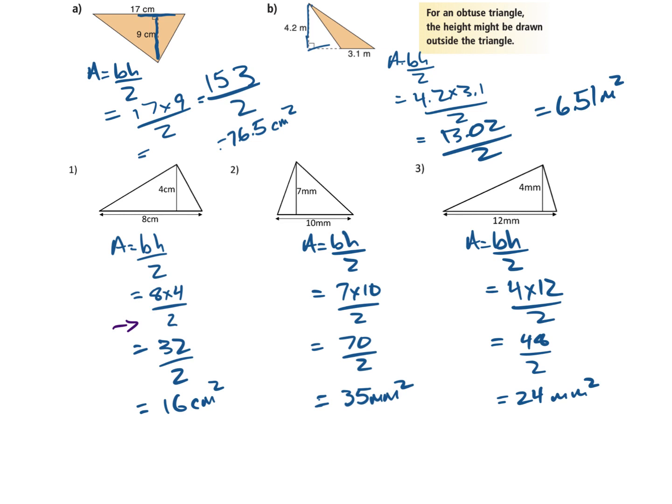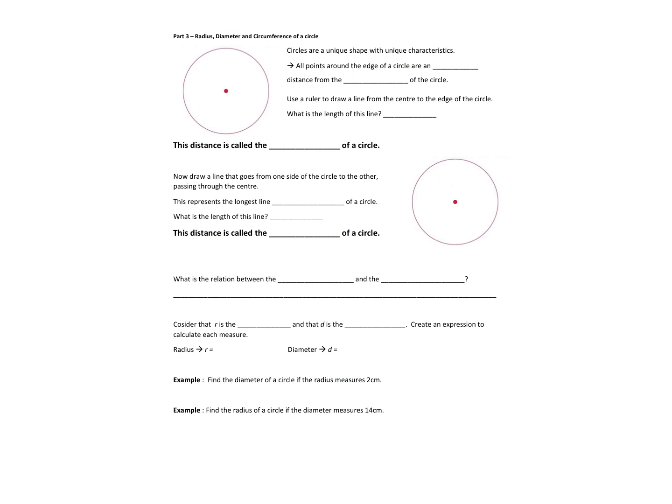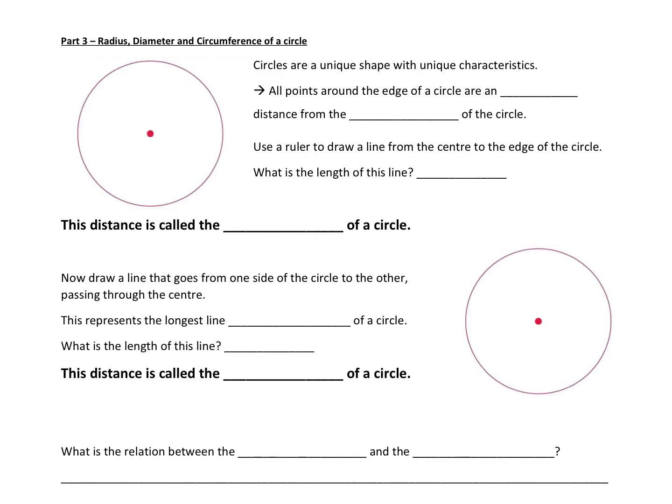Now, you have some sheets there, continue working on those, and when you are done with those, you can move on to circumference. Okay, so this part should go relatively quick. Hopefully you remember this from last year.